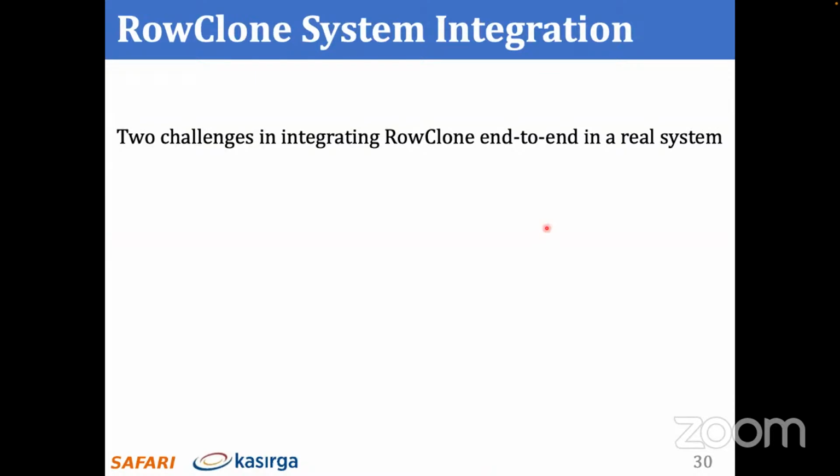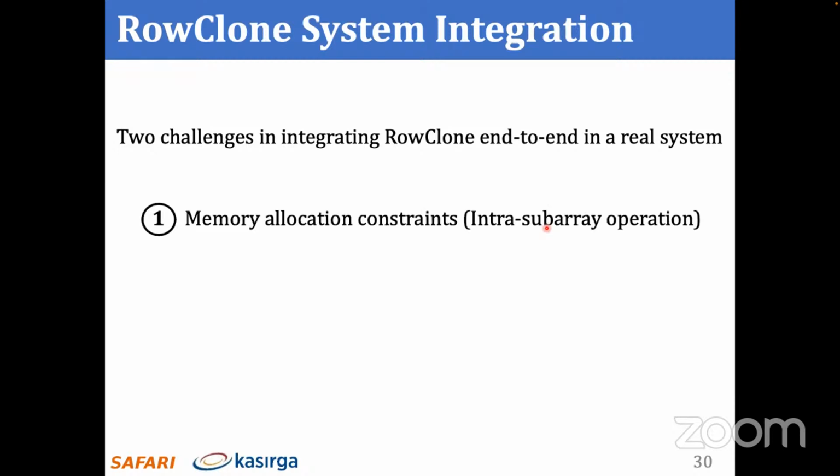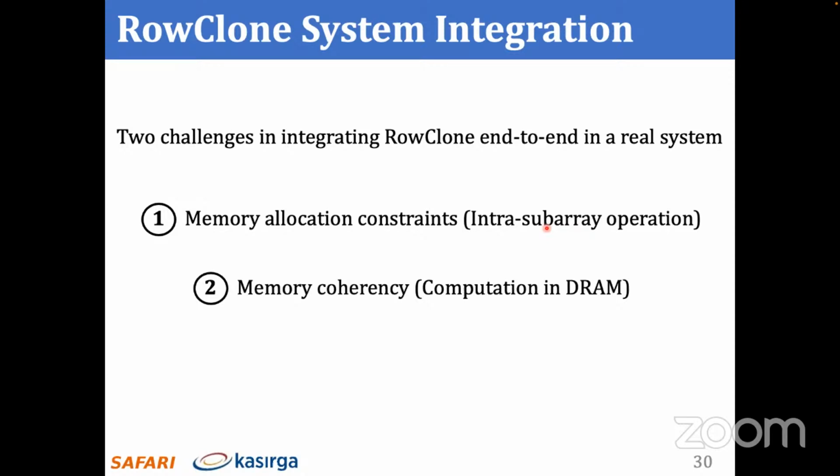There are two challenges in integrating RowClone into an end-to-end system, in a real system. The first one is related to memory allocation constraints that stem from the intra-subarray operation, essentially. And the second key challenge is memory coherency. This again stems from the fact that we're doing computation in DRAM, so we're possibly operating on stale data.